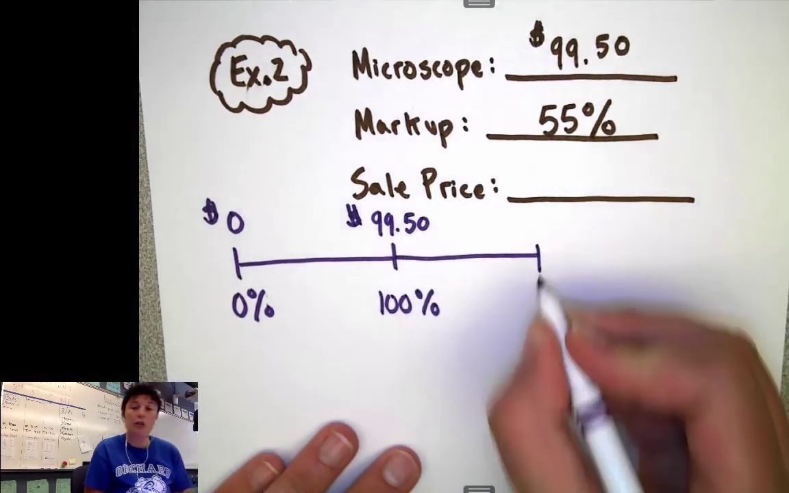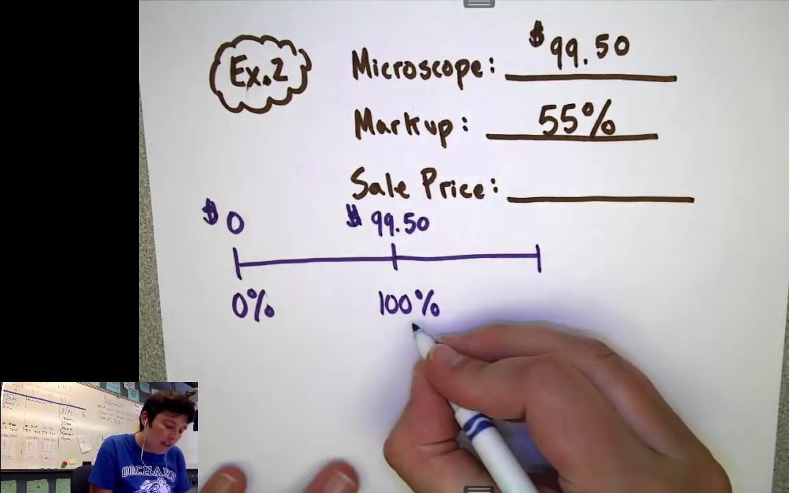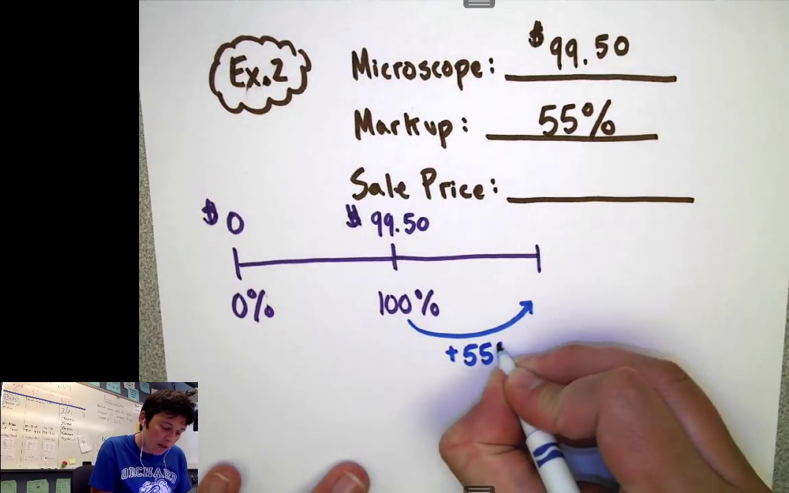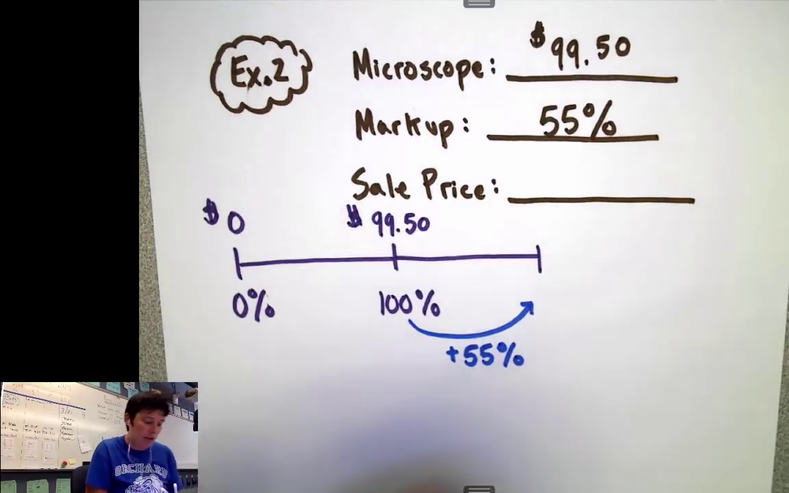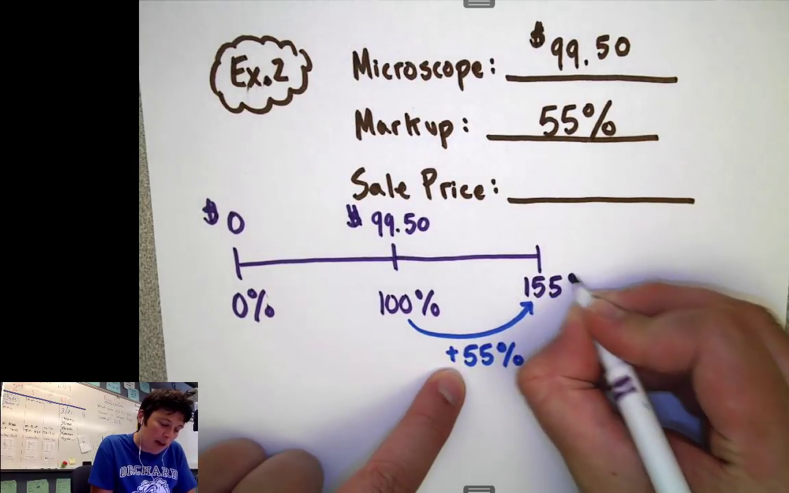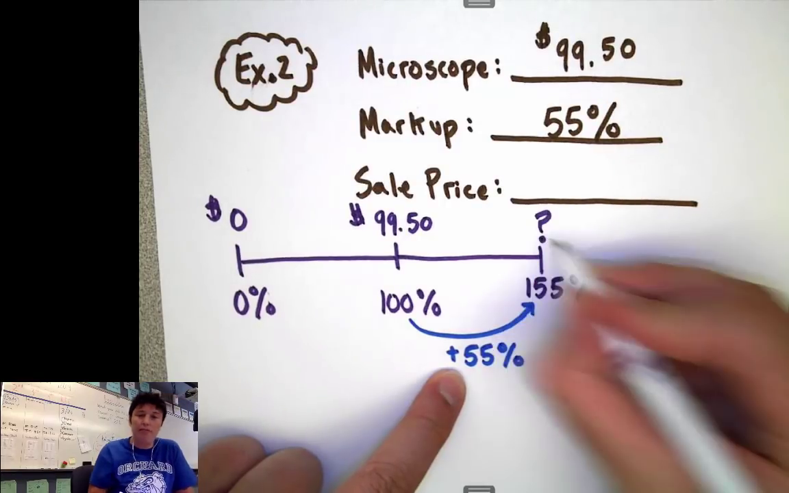My number line is going to extend. We're actually going to be adding on 55% more to this price. Shucks for me, I guess. So we want to know if we add on 55% more, geez, that'd be 155% of the cost that we have to pay. The question is how much is that? So that is the question.